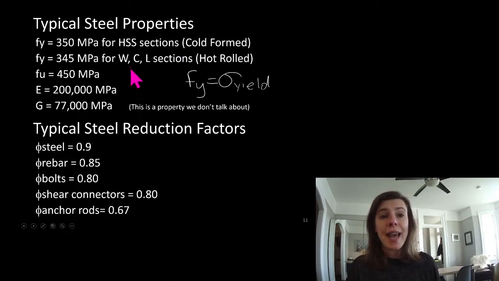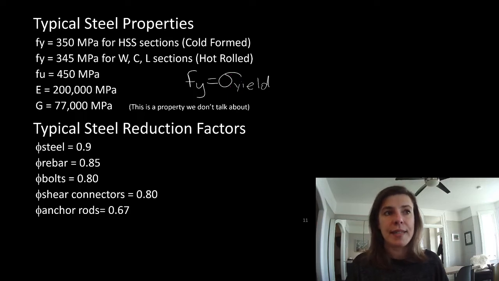So when I say Fy, you have to know if you're talking about an HSS or a W section, because if it's an HSS, you need to use 350 MPa. And if it's a W section, you need to use 345 MPa as your maximum stress you want to let your thing see.